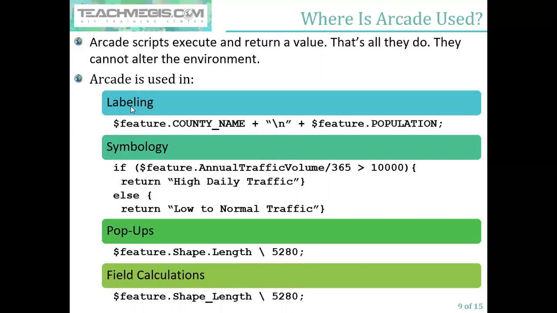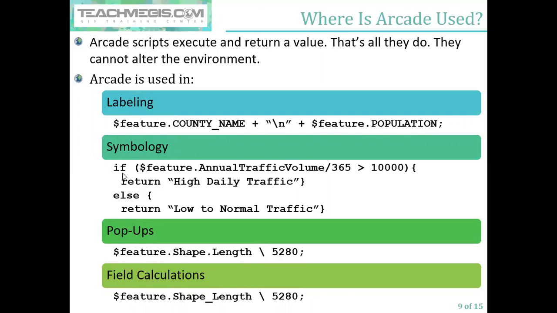So Arcade is used in labeling, symbology, pop-ups, and field calculations. Here's a labeling example. I'm taking the county name, so $feature.county name, plus a new line, plus the population. So it's going to label with the county name and then the population underneath it.